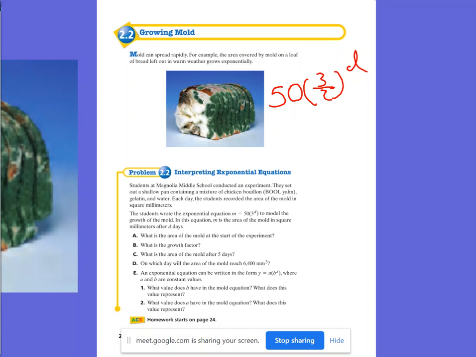And again, you're using that equation. What is the growth factor? What is the area of mold after 5 days? On which day will the area of mold reach 6,400 millimeters square? Now, if it's not on an exact day, just give me between which 2 days, that's fine. And then in question E, an exponential equation can be written in the form y equals a times b to the x, where a and b are constant values. What value does b have in the mold equation, and how is that represented? And same question for the a value.